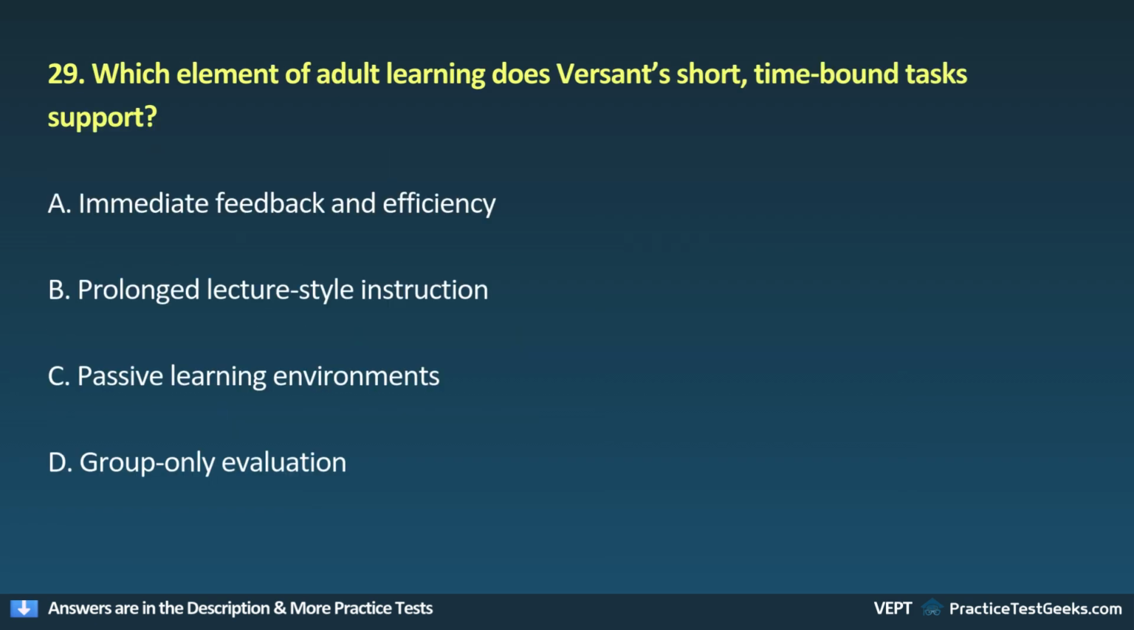29. Which element of adult learning does Versant's short, time-bound task support? A. Immediate feedback and efficiency. B. Prolonged, lecture-style instruction. C. Passive learning environments. D. Group-only evaluation.